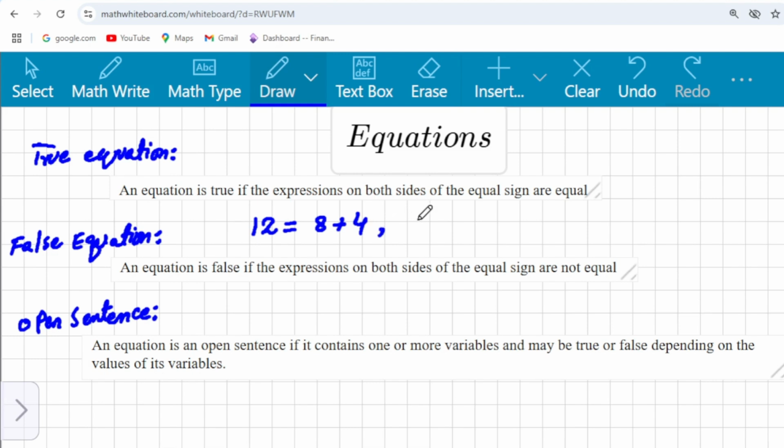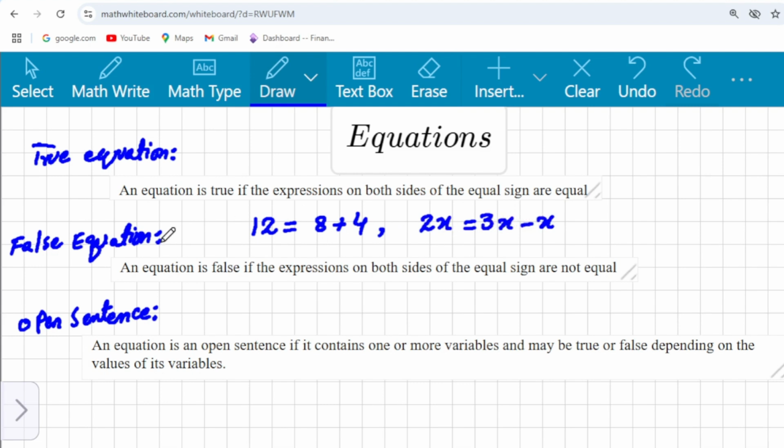In the same way, if you write here 2x equals 3x minus x. We know that 3x minus x is also 2x. So we can say that these two sides are equal. Expressions on both sides are equal, so this is a true sentence.